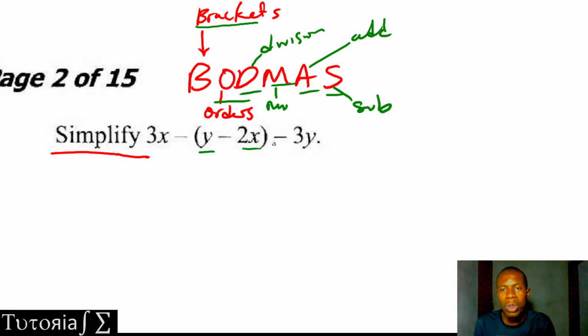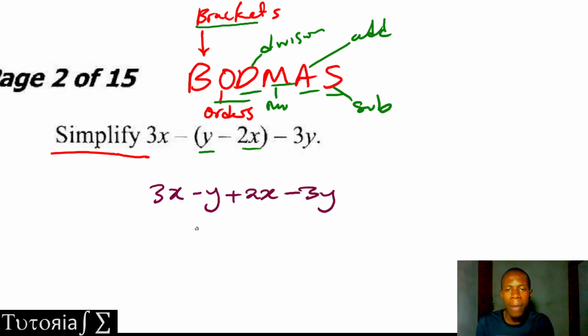So what we'll do is we just distribute the negative here so that we break the brackets. So this will be 3x, then negative times positive y. This will be negative y. Negative times negative x. Then we have negative 3y out here. And here we now order. Okay, so orders come in after we break the brackets. We can order. So we order the like terms.